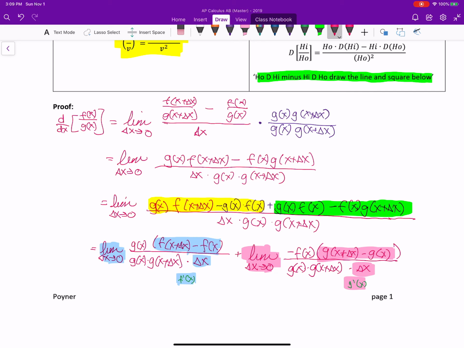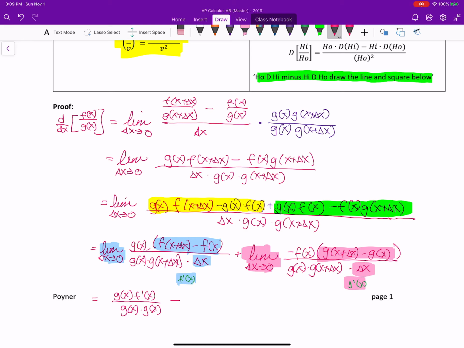So let's simplify that a little bit. I'm going to have the limit of, so let's think about this. The blue part is f prime of x when I apply the limit. The g of x in the front, in the numerator, is not going to be affected because there's no delta x in it. So that's g of x. In the denominator, I have g of x times, and then applying the limit, delta x approaches 0, becomes another g of x. For the second one, the second limit, there's a negative.